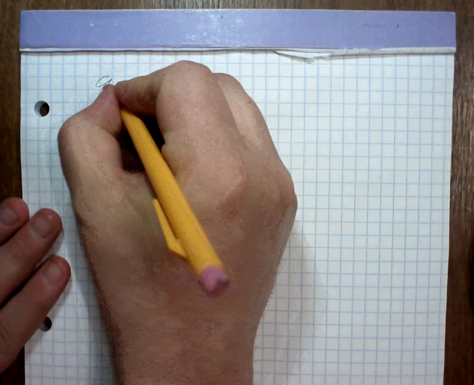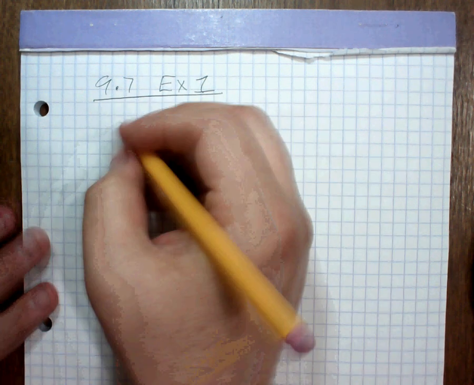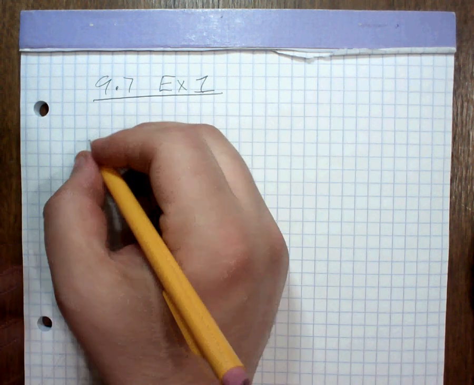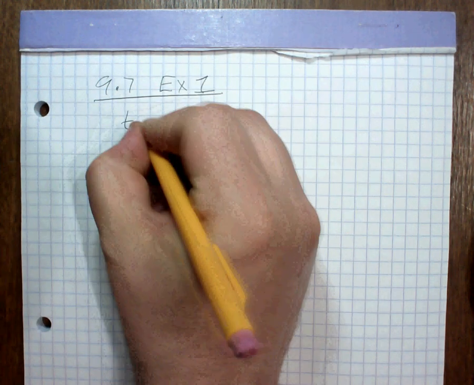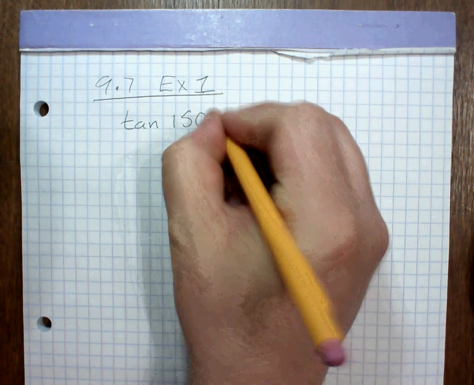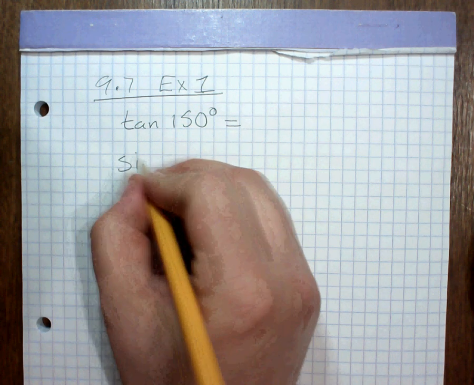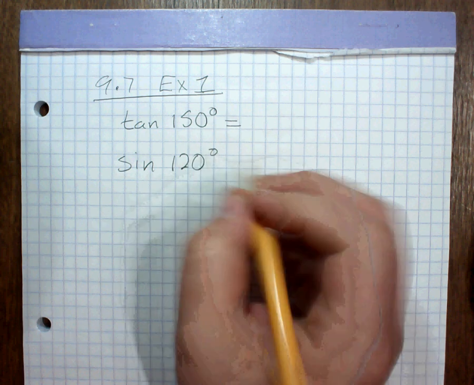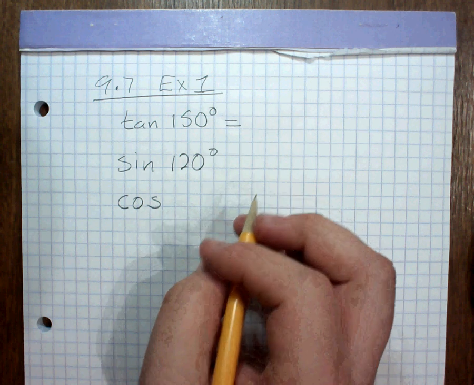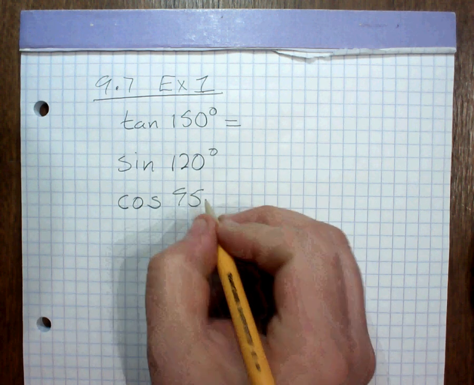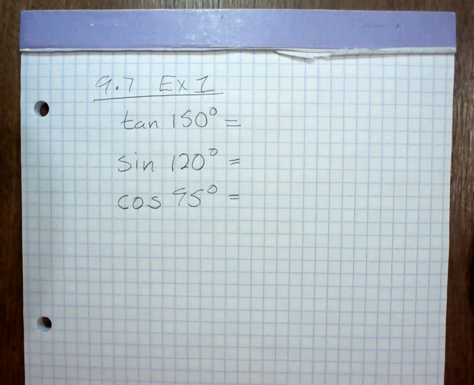So for 9.7 example number 1, and this is in your textbook, we're given 3 trigonometric ratios that we have to actually find the approximation of. So what we're going to do is use the calculator to find out what tangent of 150 degrees is, and then sine of 120 degrees, and then cosine of 95 degrees. This is honestly going to be really easy. We're just going to plug it into a calculator.